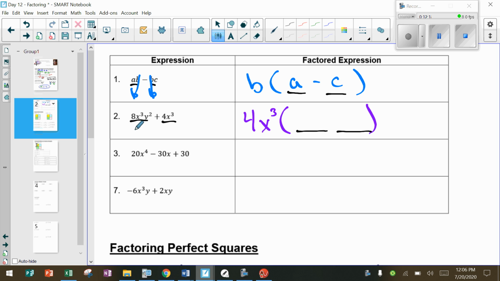So now I divide the original term by the GCF. 8 divided by 4 is 2. The x's cancel out, and I keep the y squared. Notice that the 4x cubed divided by 4x cubed perfectly matches, so everything cancels. I hold that place with a plus 1.